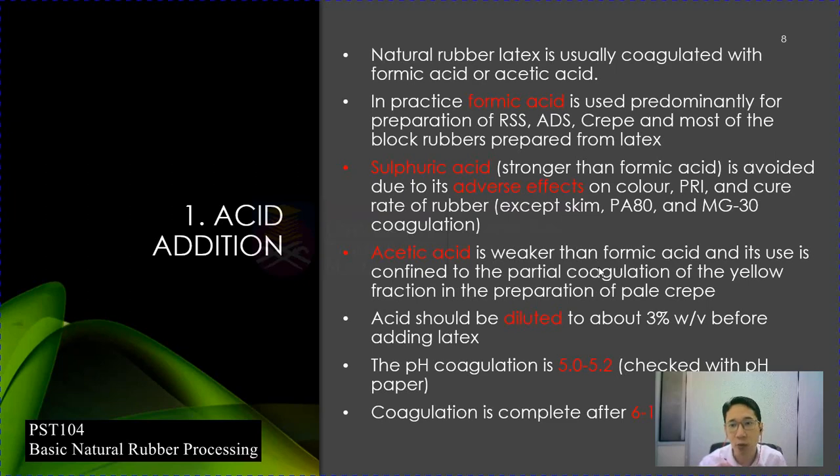Acid should be diluted to about 3% weight over volume before adding into latex. The pH of coagulation is around 5 to 5.2. Although a lower pH is better for coagulation, you need to remember that a lower pH will indicate darkening of the rubber itself. So you don't want to impart a dark color to your rubber. Coagulation is complete after around 6 to 10 hours, depending on the volume of latex that you want to coagulate, the pH of your preserved latex, and also the type of acid that you use.